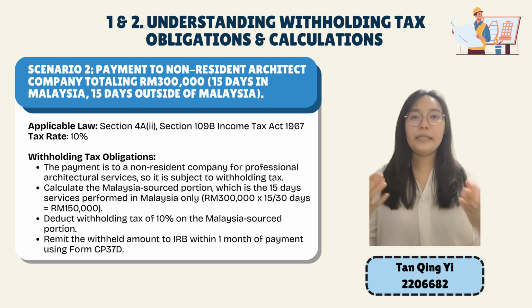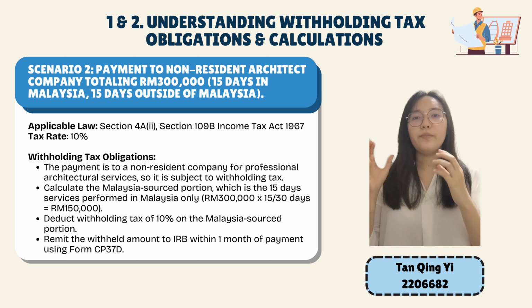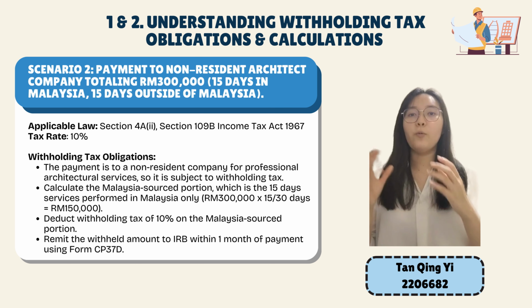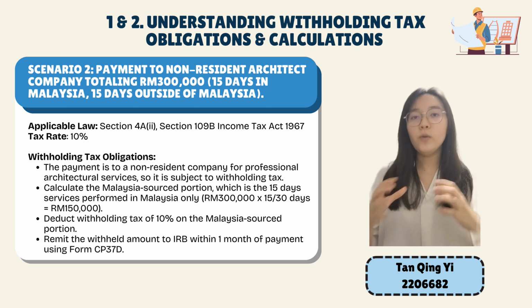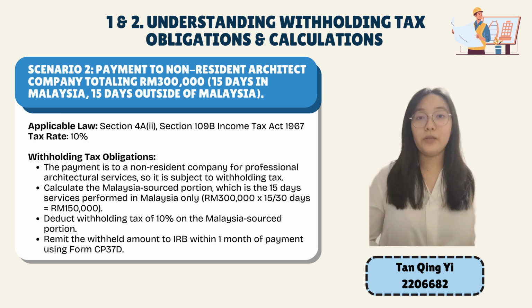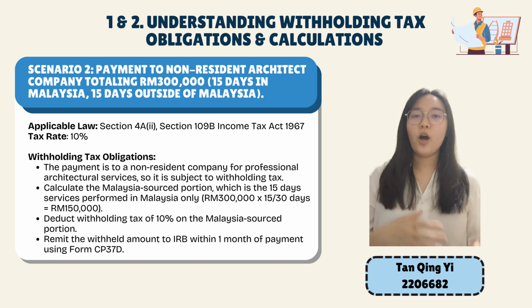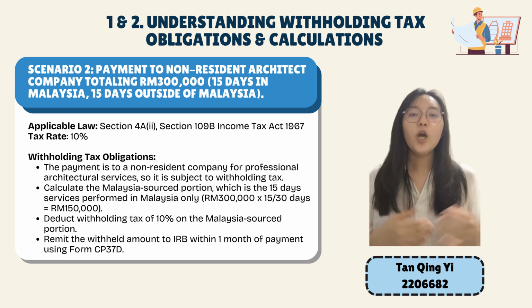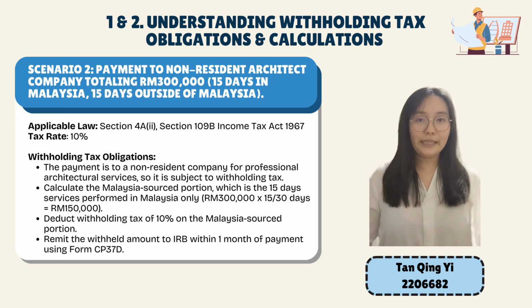So we will calculate the Malaysia source portion by multiplying the 300,000 by 15 over 30 days, and we will get 150,000, which is the Malaysia source portion, and only this portion would be subject to withholding tax. Then we will deduct the withholding tax of 10% on this portion. After that, we will remit it to IRB within 1 month of payment using the form CP37D.